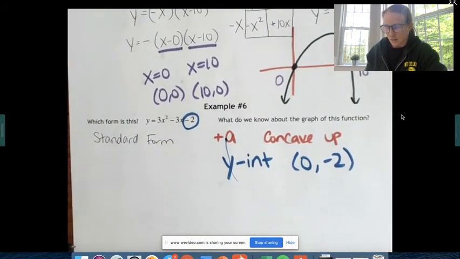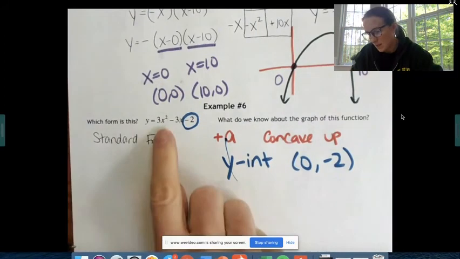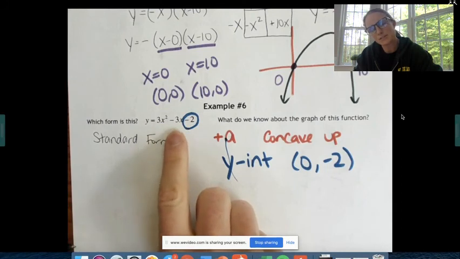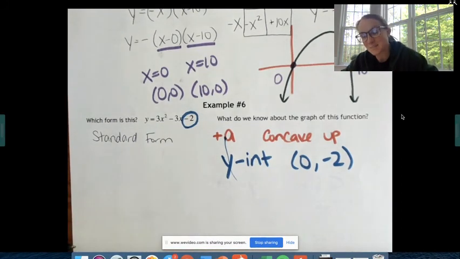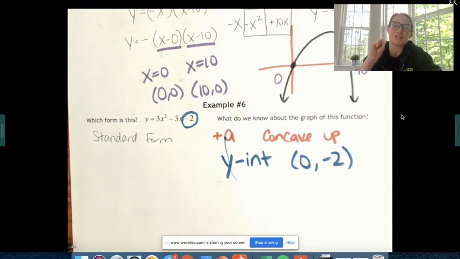So there's not too much we know about this graph. You might be asking now, how could we take standard form and put it back into factored form? That is something that you guys are going to learn in the next couple weeks. That's called factoring. So keep looking forward to these next coming weeks and we will learn how to do that.